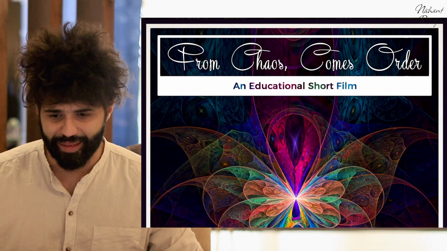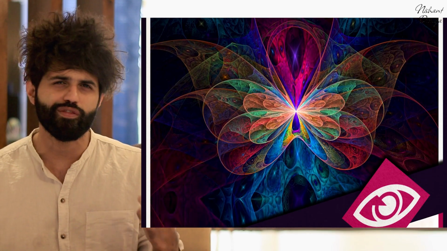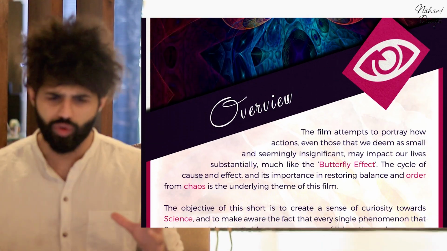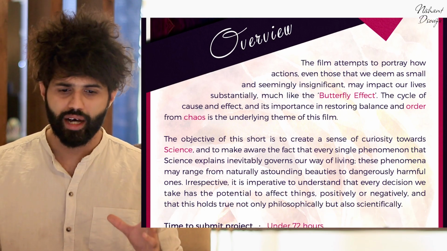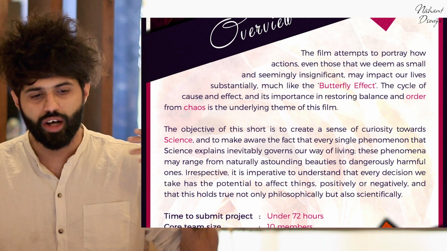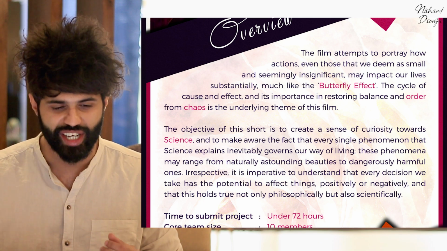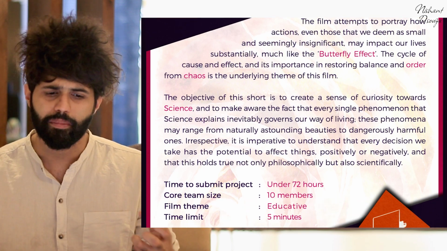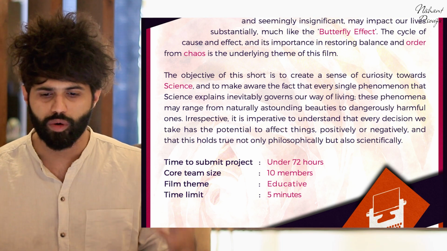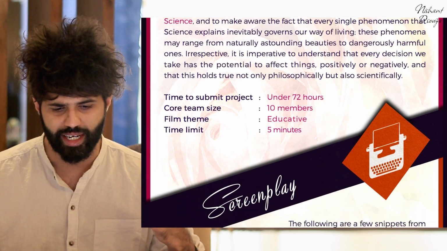So From Chaos Comes Order was the name of the film, and like I mentioned earlier, based on the butterfly effect, a little bit of visuals that just gives you a little bit of that vibe in general. A quick overview of what exactly this short film was about. There's a little bit of information about the theme itself with respect to the butterfly angle, how the cycle of cause and effect creates balance and order from chaos in general, and also a little bit of information about the short film competition, the number of days, the number of team members, what was the time limit of the film itself, and just some more details around that basically.